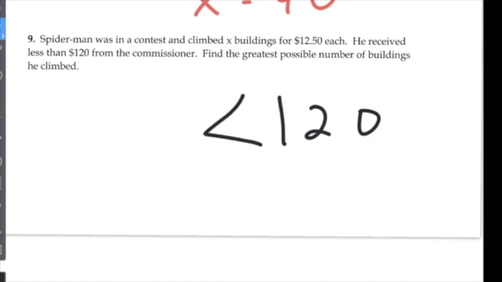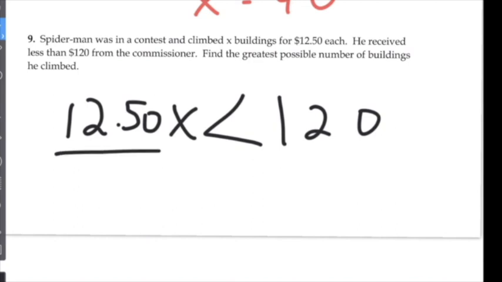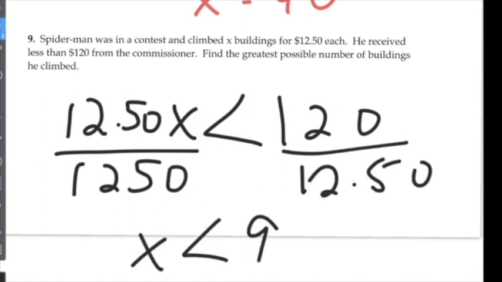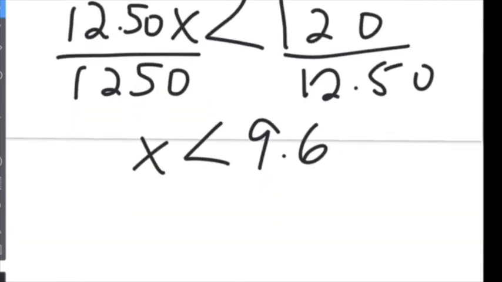So the greatest number of buildings is going to be $12.50 times X. What we're going to do then is divide by 12.5 or 12.50. It really doesn't matter. And X is going to be less than 9.6. So we have to have a number less than 9.6 because that will give us the greatest possible number of buildings he can climb. So the greatest possible buildings he's going to climb has to be a whole number. So X will equal 9 buildings.